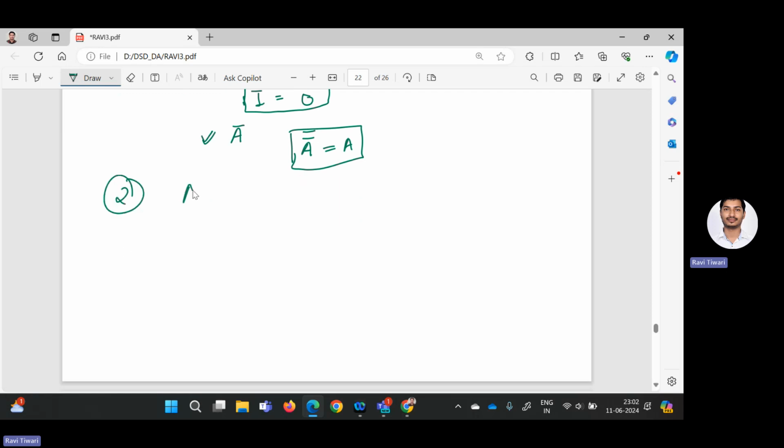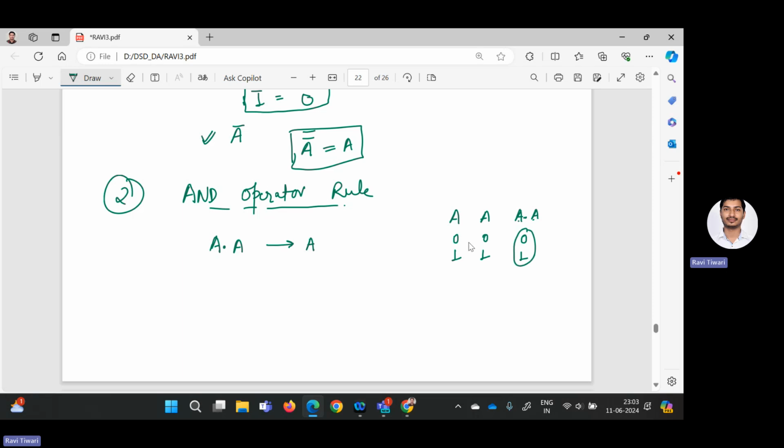That is the AND operator rule. This AND operator rule says that A dot A, that means a logical multiplication, will be A. We can also prove it. If you have a single input A, there are only two possibilities, 0 and 1. Again, if I write A only, that is 0 1, and I take the logical multiplication between them, then I will get 0 1 only. That means if you take the AND operation between A and A, you will get the same expression as A. That means A dot A is equal to A only.